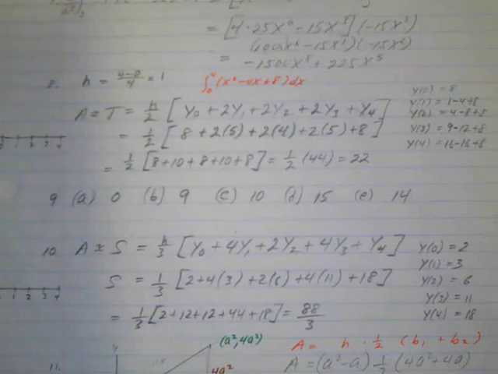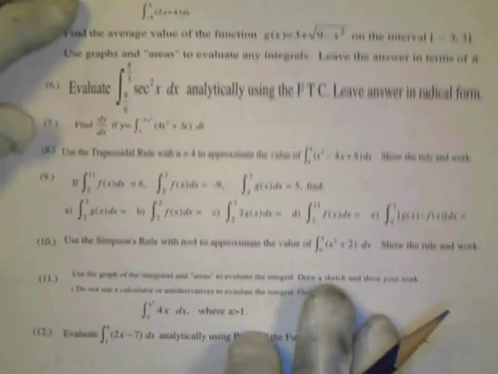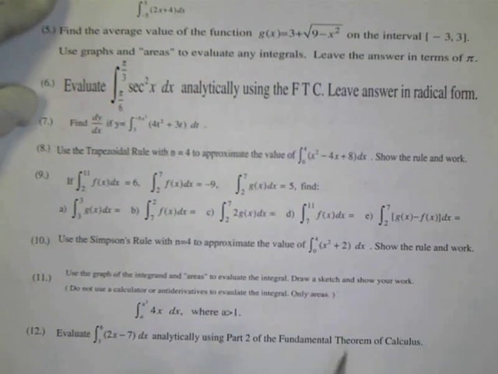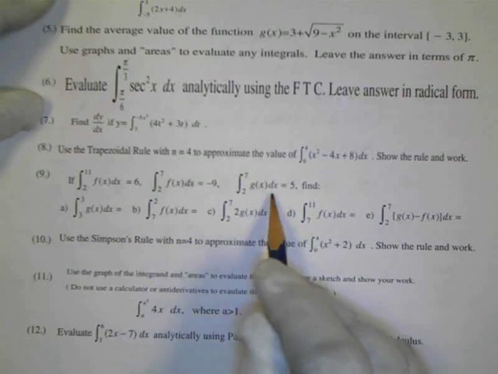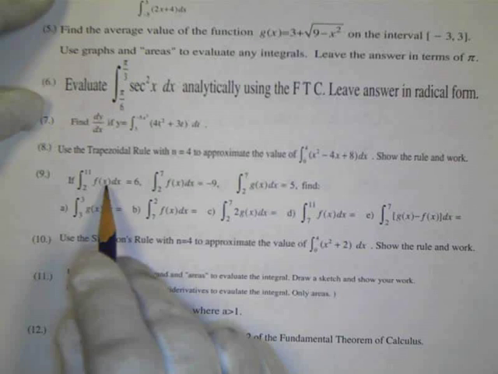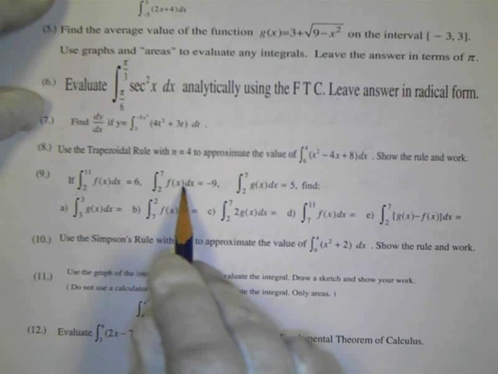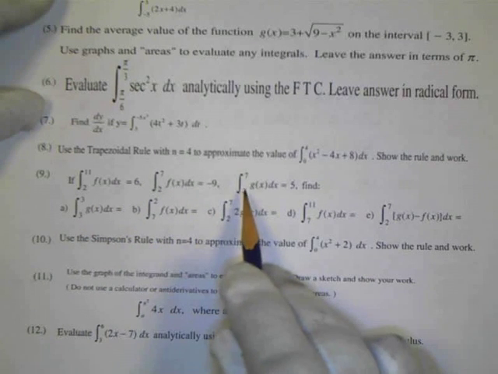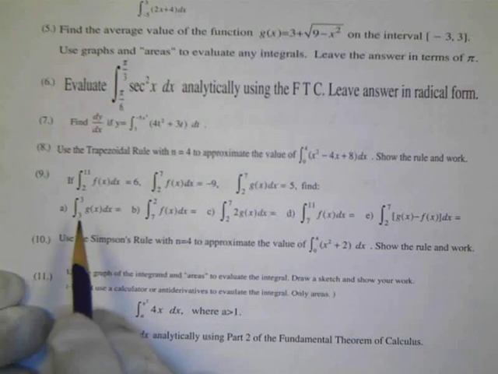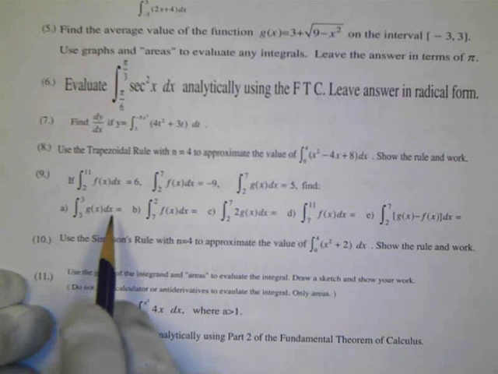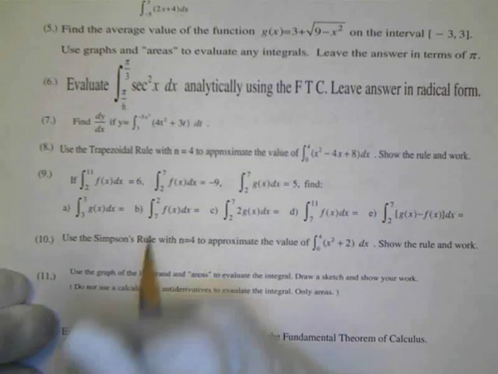All right. The next one, number 9. Okay, we were given this information about these integrals. This is f of x, and g of x. So from 2 to 11, f of x is 6. From 2 to 7, f of x is negative 9. And from 2 to 7, g of x is 5. So we want to find the integral from 3 to 3 of g of x. Well, that's easy. That's just going to be 0. From 3 to 3 will be 0.